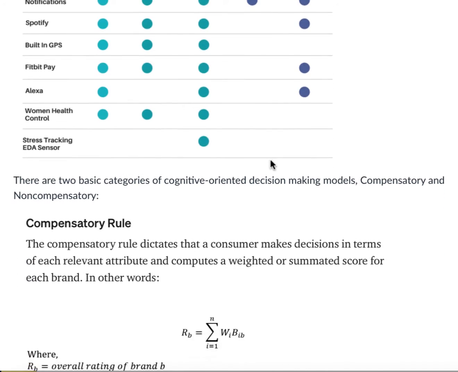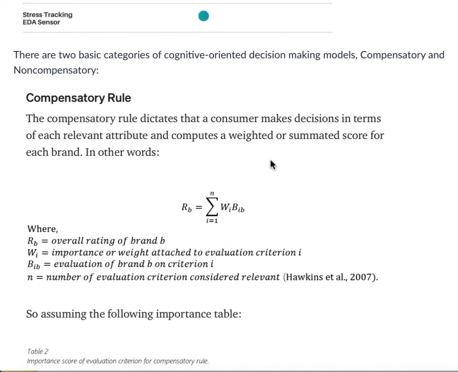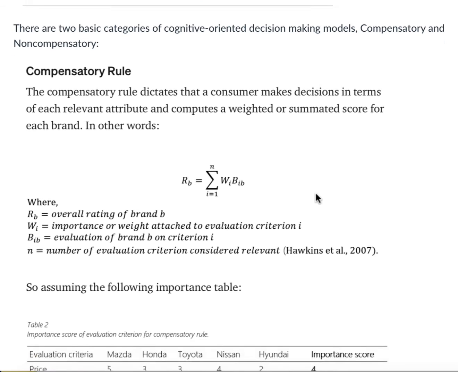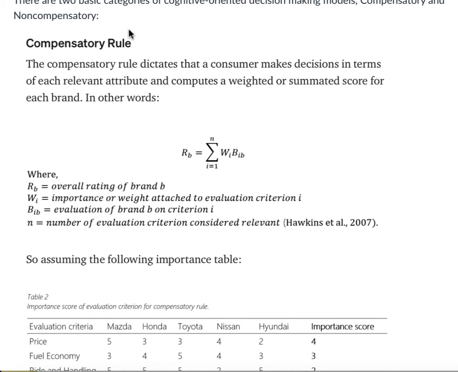So first, let's start with compensatory rules. There are two basic categories of cognitive-oriented decision-making models, compensatory and non-compensatory. Compensatory should actually look familiar because this is something that we discussed in the chapter about attitudes made under high effort. A compensatory rule suggests that a consumer makes a choice based on the relevant attributes in the decision context at hand and computes a weighted or summed score for each brand or option.